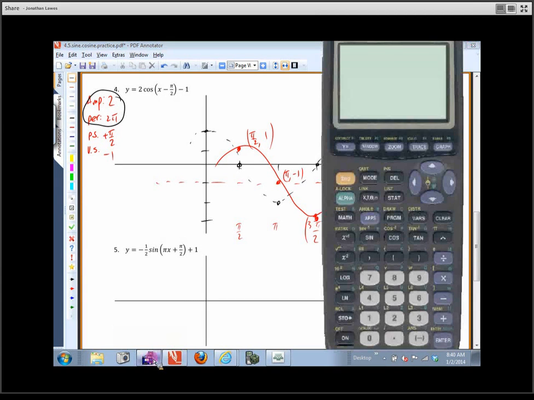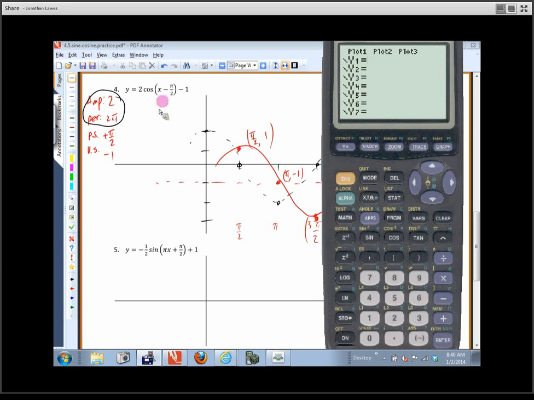So grab your calculator if you've got it. Okay. I'm going to turn the calculator on right now. Now, let's see. Is that going to come on? There we go. Okay. All right, let's check y equals. Okay, I've got nothing in there.